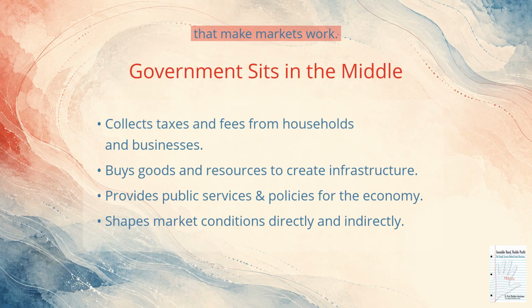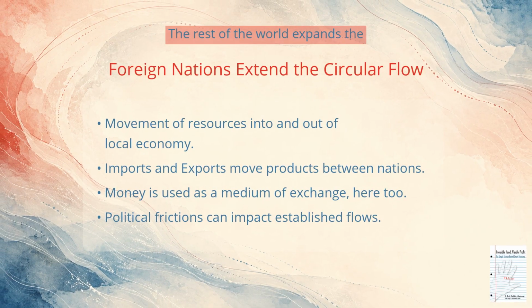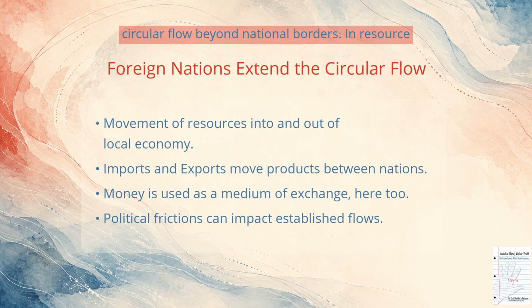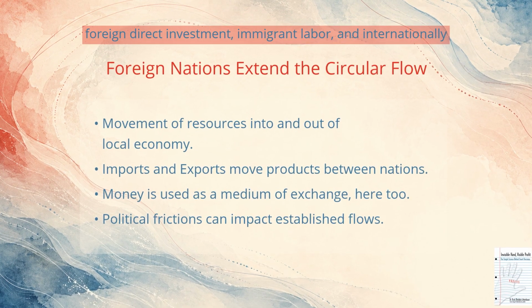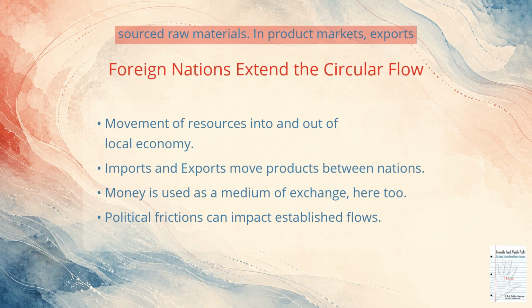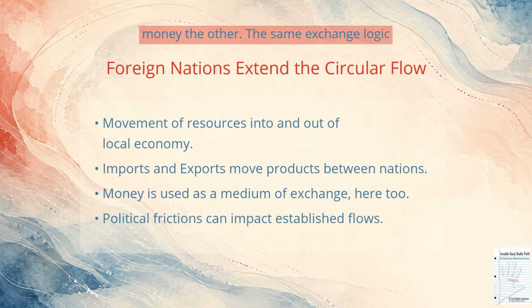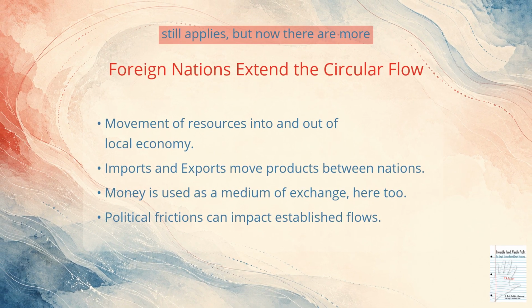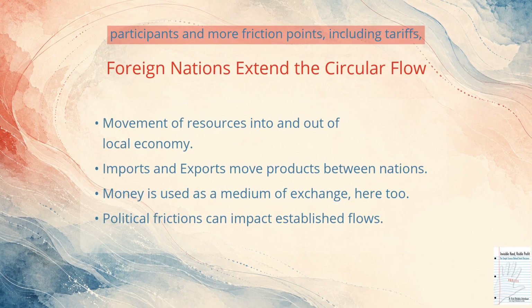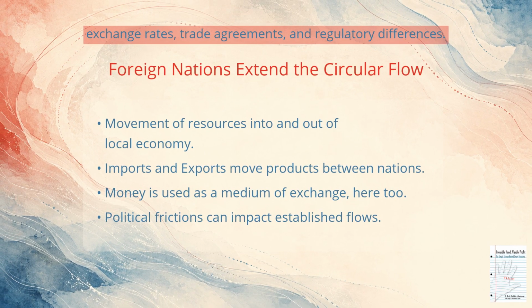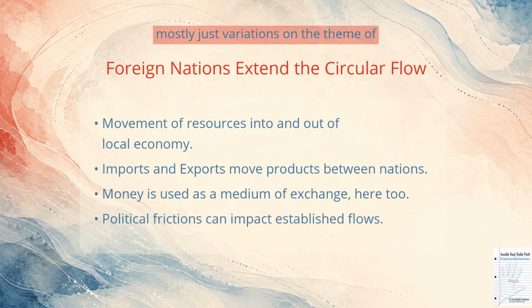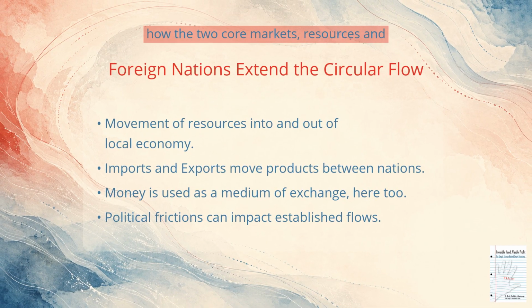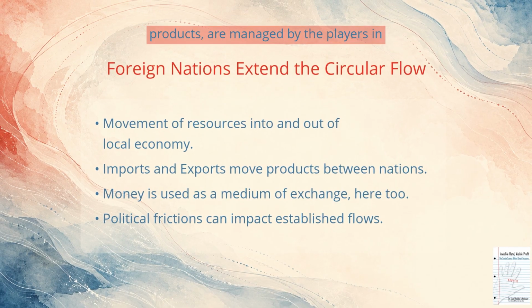The rest of the world expands the circular flow beyond national borders. In resource markets, foreign participation can appear through offshoring, foreign direct investment, immigrant labor, and internationally sourced raw materials. In product markets, exports and imports carry goods one way and money the other. The same exchange logic still applies, but now there are more participants and more friction points, including tariffs, exchange rates, trade agreements, and regulatory differences. But like we discussed earlier, these are mostly just variations on the theme of how the two core markets, resources and products, are managed by the players in the circular flow.